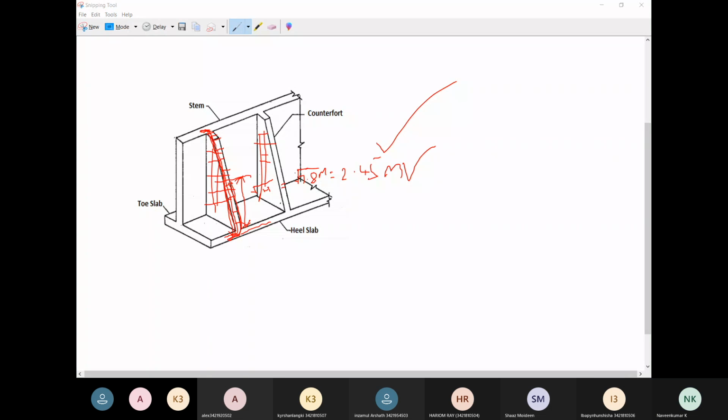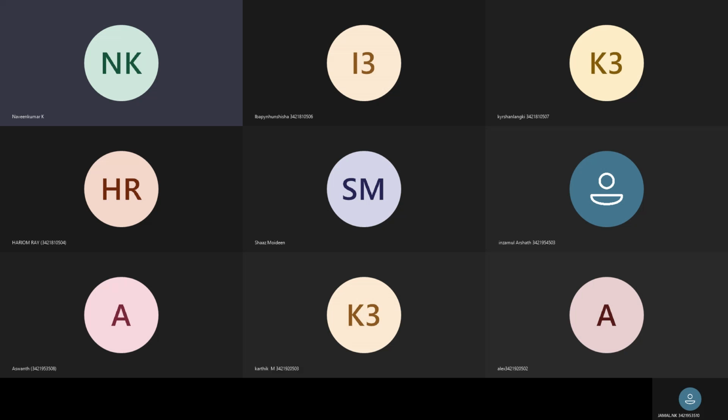As of now, we have completed the design of the counterfort part of the retaining wall. Then we will draft that particular counterfort, that is, the structural detailing of the counterfort retaining wall will be done in the CAD software, that is AutoCAD software. We will do that portion also.